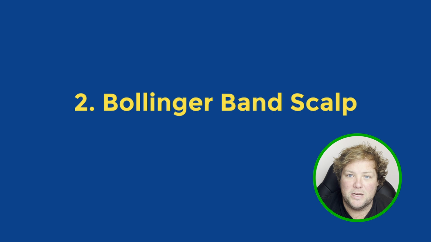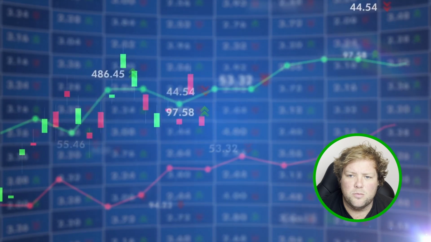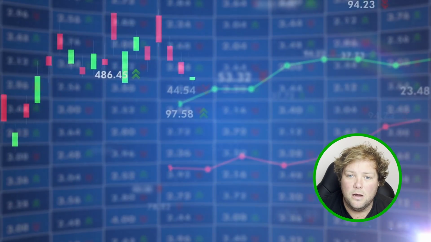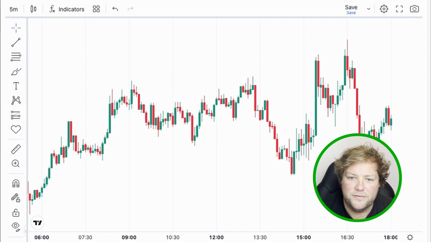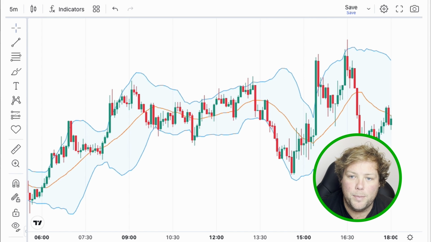Number 2 is my Bollinger Band scalping strategy, which focuses on capturing price reversals through mean reversion. The theory behind this strategy is that price often reverts back to the mean after moving too far up or down in one direction. Bollinger Bands can help us to visualize this by creating an upper and lower band around the price based on the volatility.